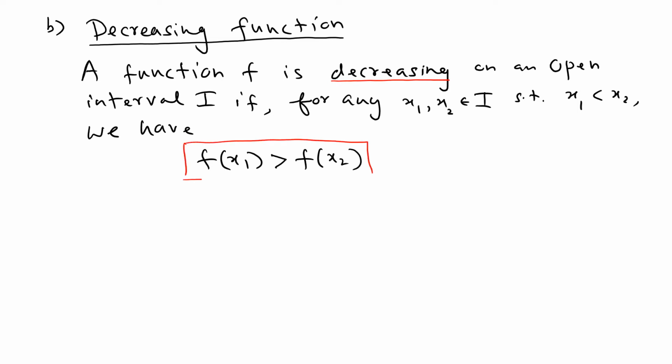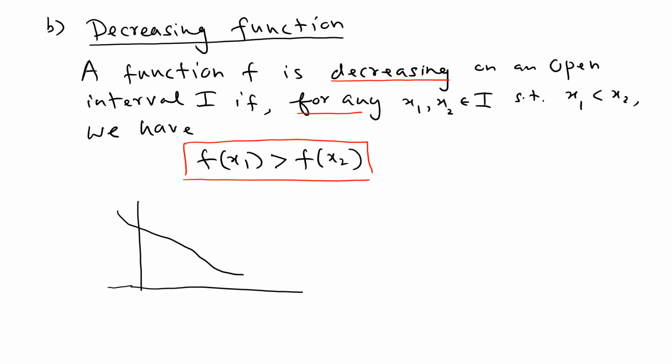This should happen for all the points. If there's a problem with at least one point, then it's not decreasing anymore, so you have to be careful with that. This is also clear from a graph. If you look at this graph, let's say we have this graph going like that, and if you pick any two points in this interval, we consider only the open interval. So look at the corresponding values.